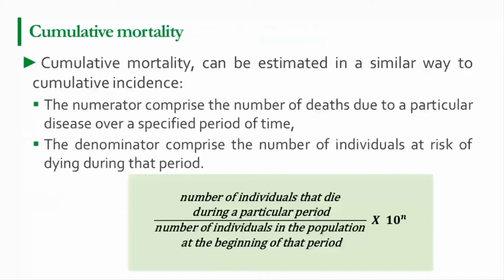We start with cumulative mortality, which is basically the cumulative incidence in terms of calculation, and it can be calculated as the number of individuals that died during a particular time over the number of individuals in that population at the beginning of the period of the study.